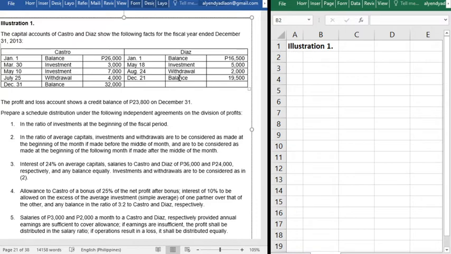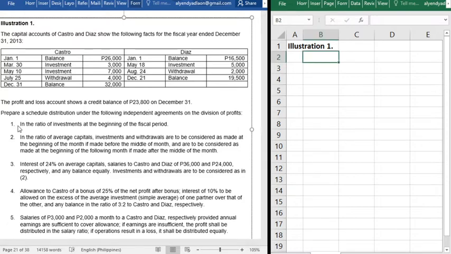Now, the profit and loss account shows a credit balance of 23,800 on December 31. What do we mean by this, class? The profit and loss account shows a credit balance of 23,800. This just means that there is a profit, because if that is a debit balance, that means loss. But it is a credit balance, so that means profit. Now, let us try to solve using our first method of allocation.